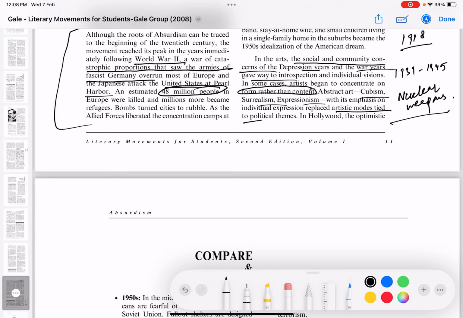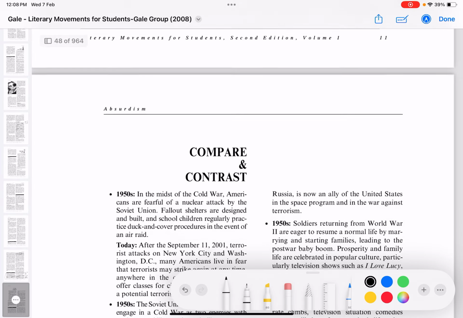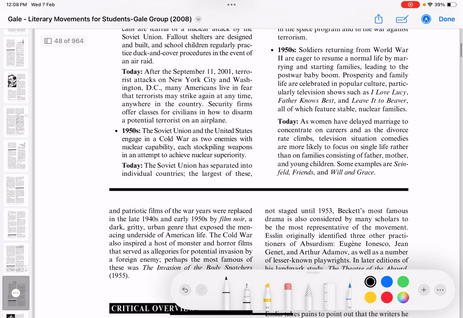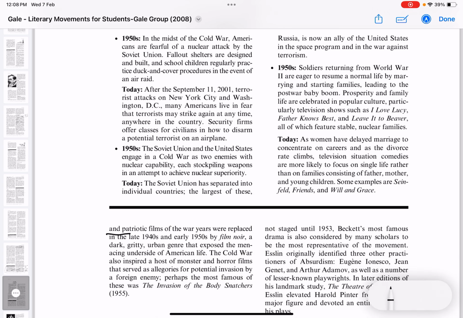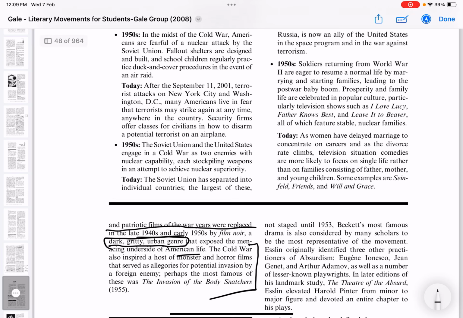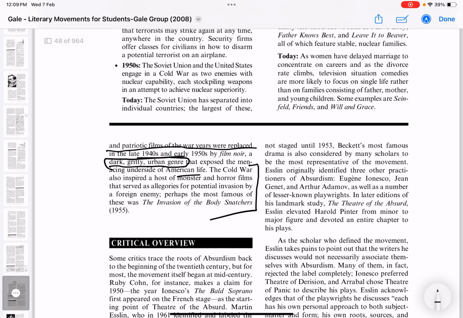In Hollywood, the optimistic and patriotic films of the war years were replaced in the late 1940s and early 1950s by film noir, a dark, gritty, and urban genre that exposed the menacing underside of American life. The Cold War also inspired a host of monster and horror films that served as allegories for the potential invasion by a foreign company. So the Cold War that happened between USSR and America, right? So everyone is always suspicious of any big event that can happen in their country.